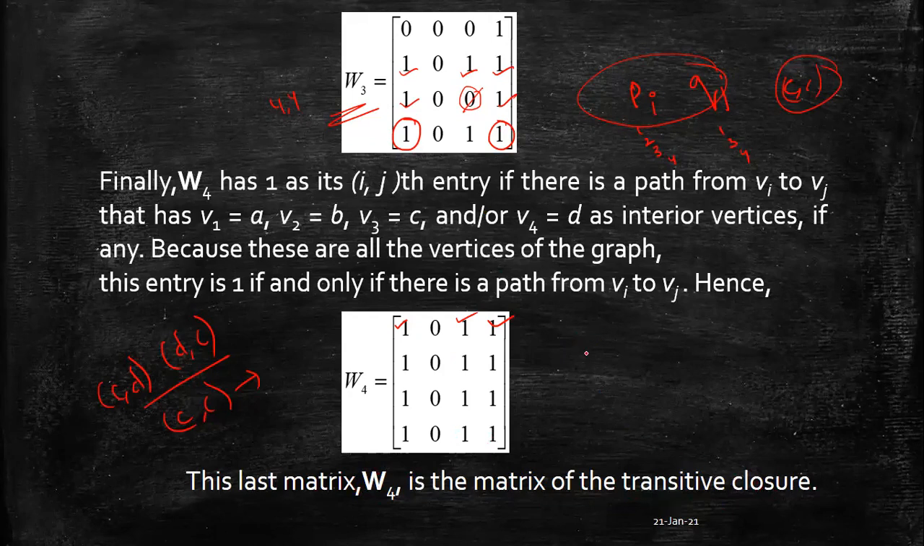So this algorithm is Warshall's algorithm, which is an improvement on the transitive closure algorithm that we have seen in the earlier class.